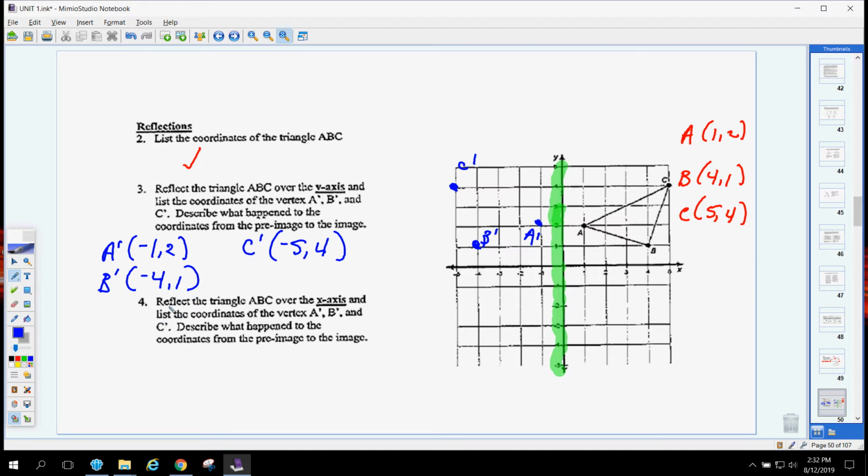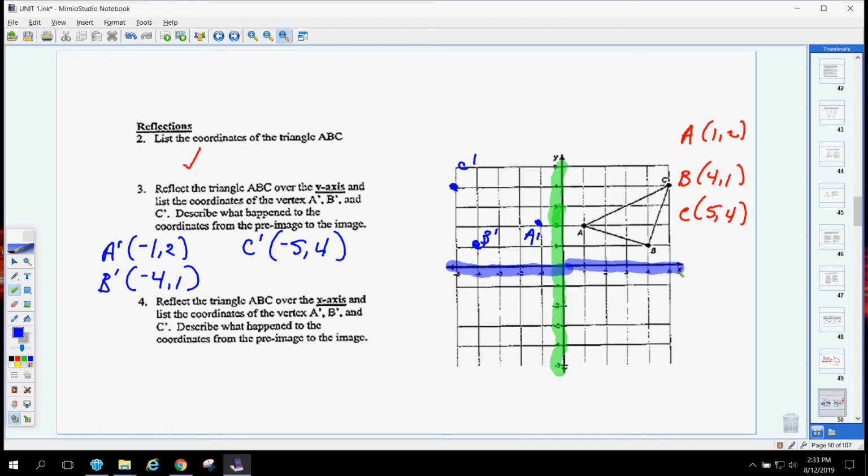Now, it says reflect the triangle ABC over the x-axis. So we'll put those in red, okay, and we reflect. So our x-axis is going to be, we'll do the x-axis in blue here. And so here's our x-axis that we're going to reflect over.